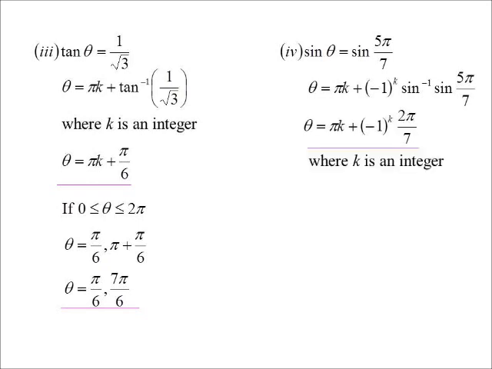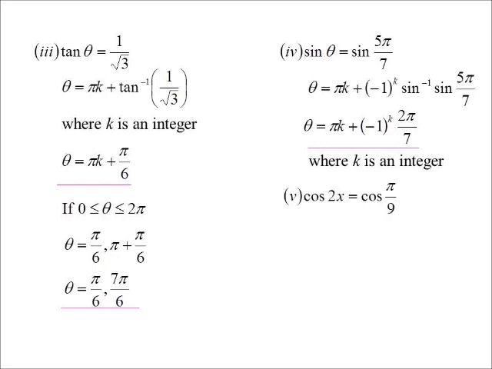Oh, we didn't trick him this time. 2 pi on 7, because inverse sine, remember, only gives answers between minus pi on 2 and pi on 2. 5 pi on 7 would be the second quadrant answer for the sine function. So we're looking for the first quadrant answer. So 2 pi on 7, where k is an integer.